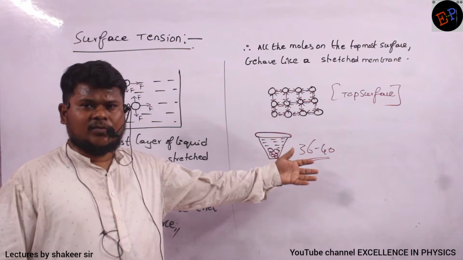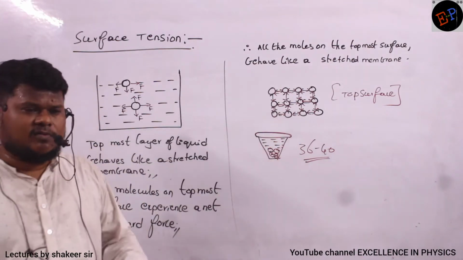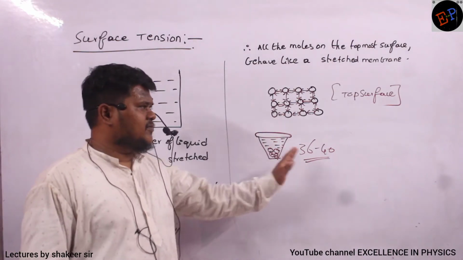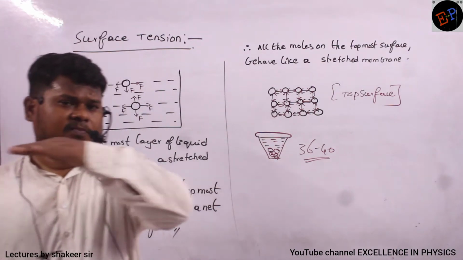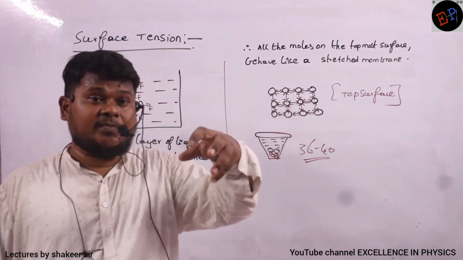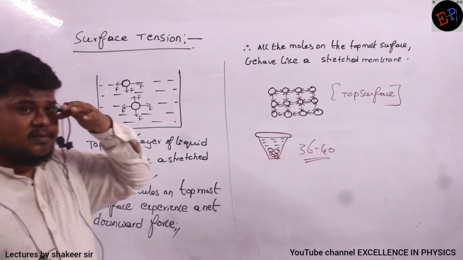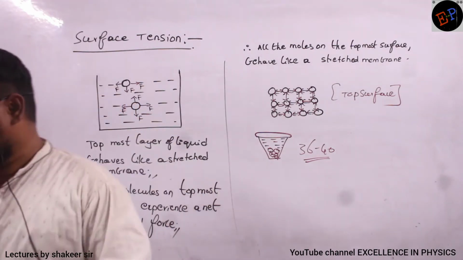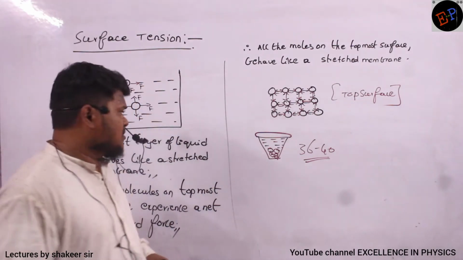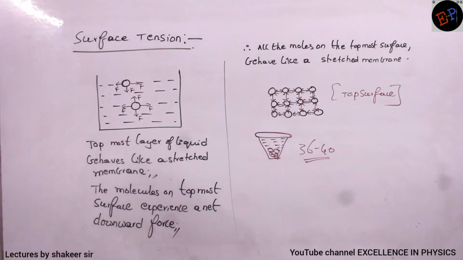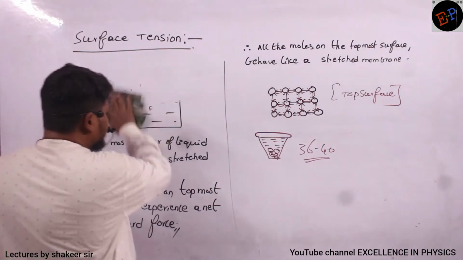After that, if you add one more coin, then a small amount of water will overflow. So therefore, this property by which the topmost surface behaves like a stretched membrane is called surface tension. Is it clear? Right now, let us see how to measure this surface tension. Measurement of surface tension.